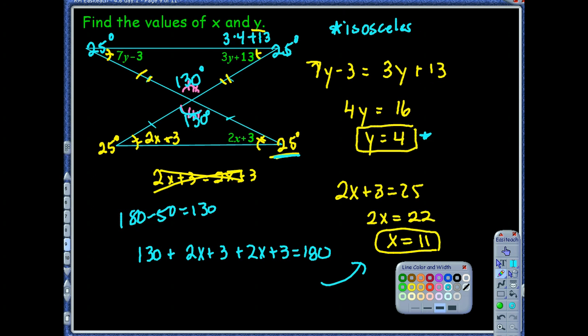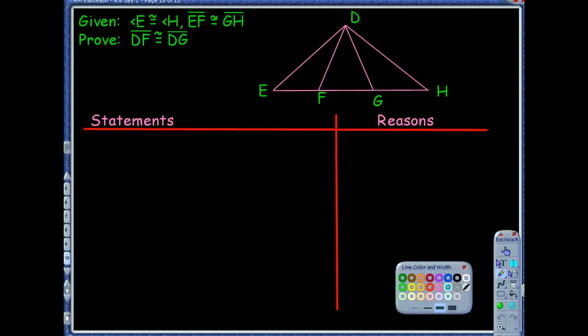The big key to this problem is starting with the fact that you have isosceles triangles and knowing base angles are congruent. And in this case, the fact that they share the same vertex angle is important. All right, let's take a look at this stuff in a proof.